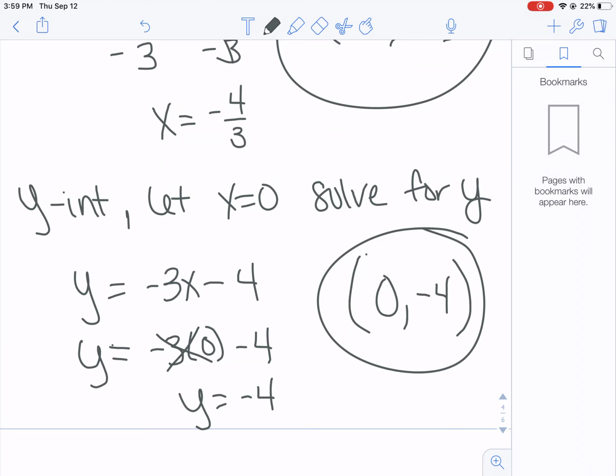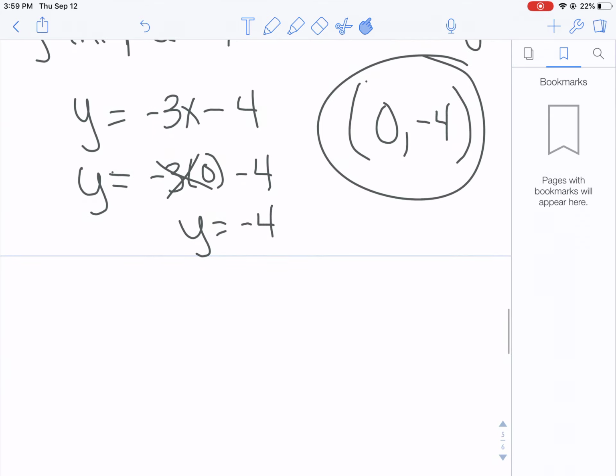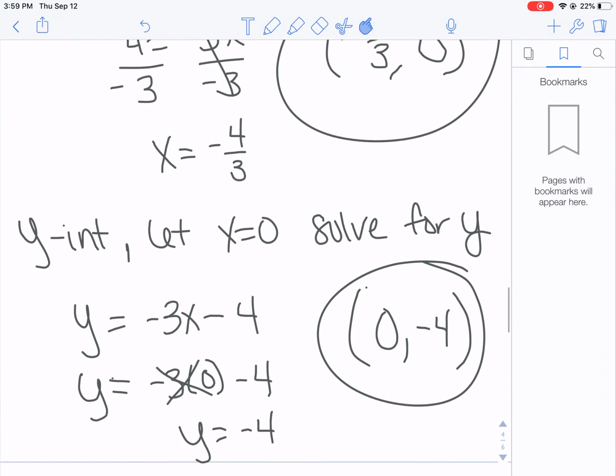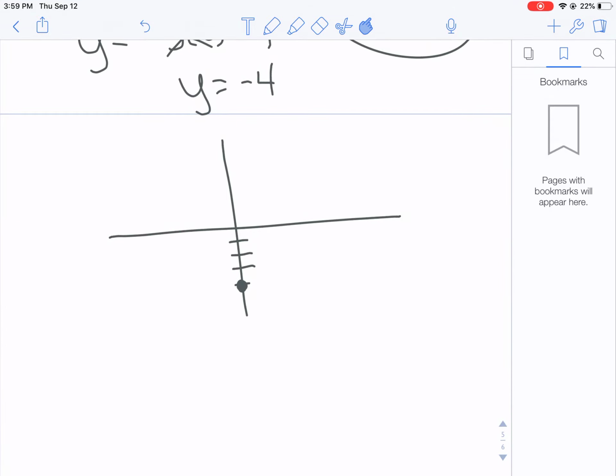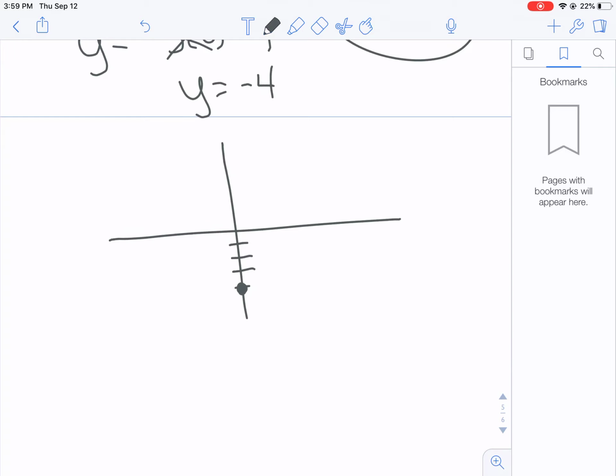It says then to sketch our graph, okay? So here's my xy plane. I know that my y-intercept is at 0, negative 4, so I'm going to come down here and plot a point at 0, negative 4. And I know my x-intercept was negative 4/3, 0. So negative 4/3 is a little over 1. So if here's negative 1, and this is negative 2, it's going to be right in the middle. Okay? And then you're going to connect those using a line, and that's how you sketch the graph.